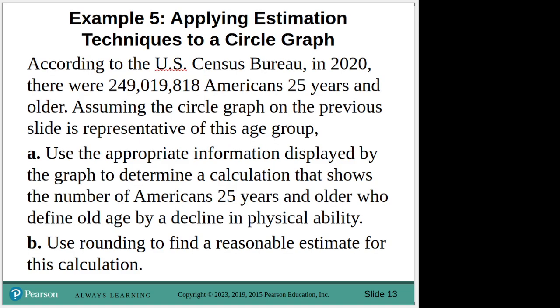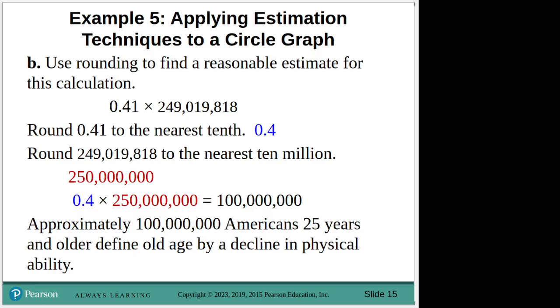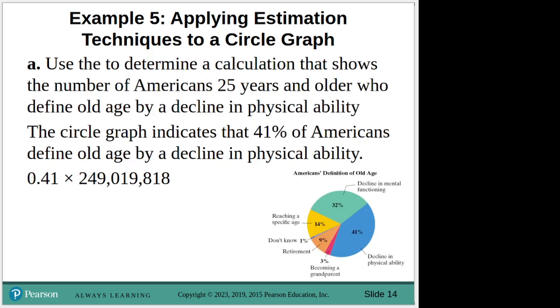So, what I can do is I can take 41% on a calculator and I can multiply it by the 249,019,818 people. And we plug that into the calculator. Let me get my calculator here. Let me pull up the calculator. And so 249, and it is not showing up on the screen, but I've already started to type it in.